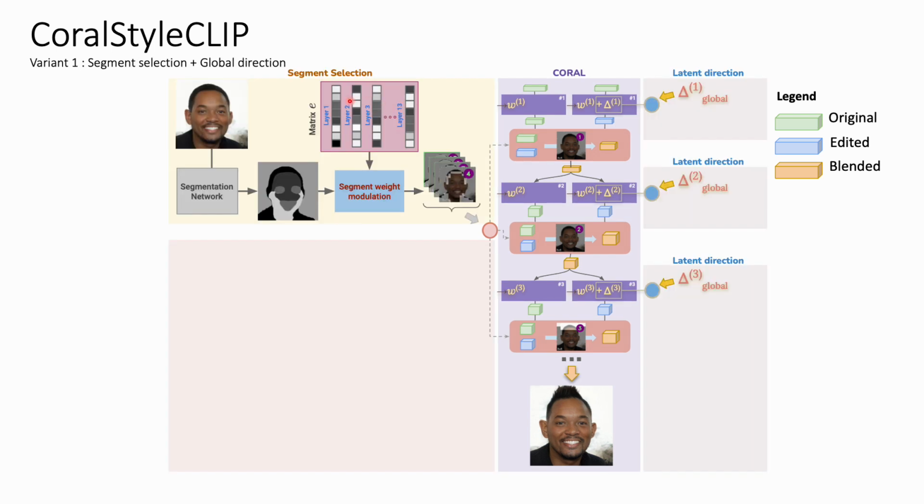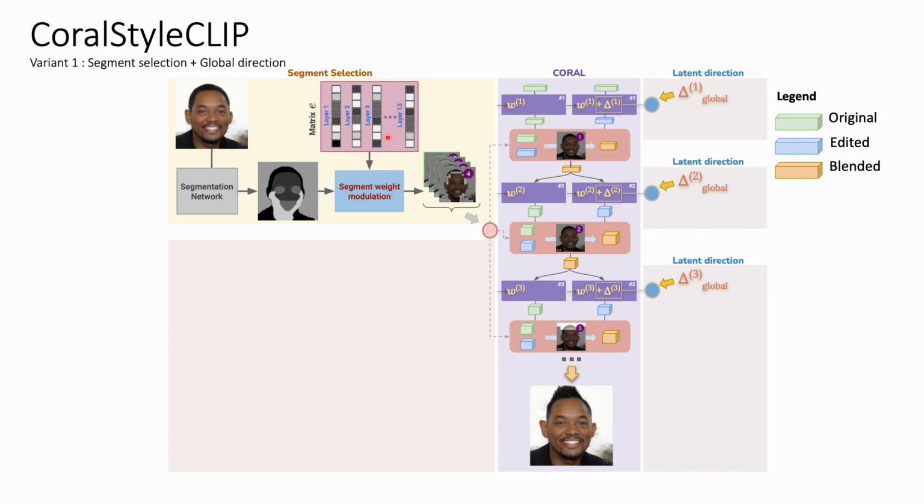In one of the variants of CoralStyleCLIP, we propose segment selection approach for region selection and global direction for learning a latent direction. The segment selection approach selects a set of segments from a pre-trained network for the fixed input text prompt at every layer of StyleGAN network. This is achieved by constructing per layer masks based on the matrix E, which is composed of confidence values that indicate if the segment is part of the region being altered at the given StyleGAN layer. Although the proposed segment selection approach is very fast, it has some limitations due to the limited control over the area of selected region within a segment.